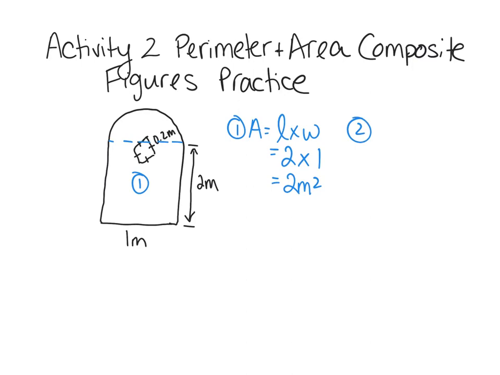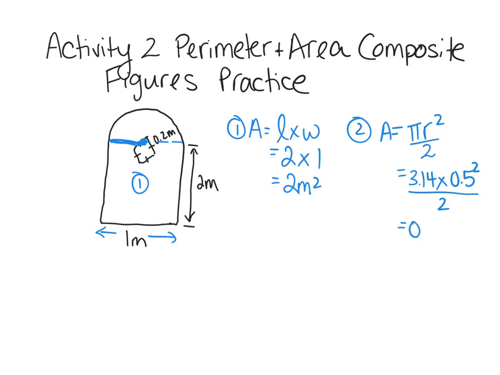Semicircle's next. We know the area of a circle is just pi times the radius squared, and since we just have half a circle, we'll divide that by 2. So pi times the radius of our circle would just be 0.5, because you can tell the diameter of it is 1 meter, so half of that is 0.5. Square that and then divide the whole thing by 2. So that gives you 0.39 meters squared.